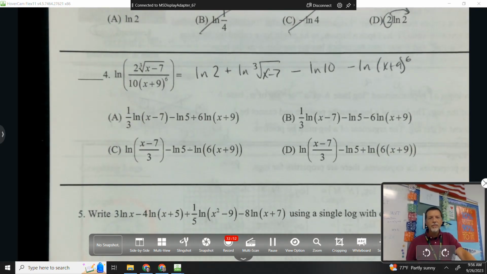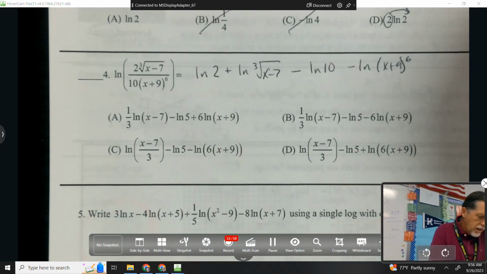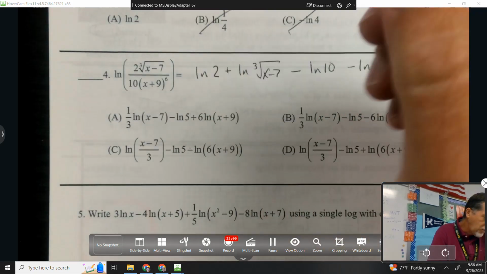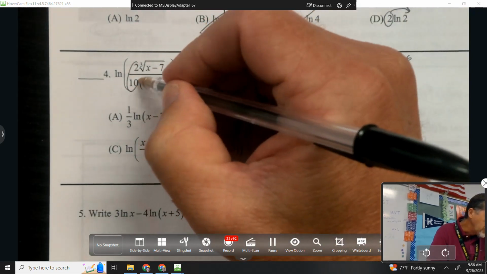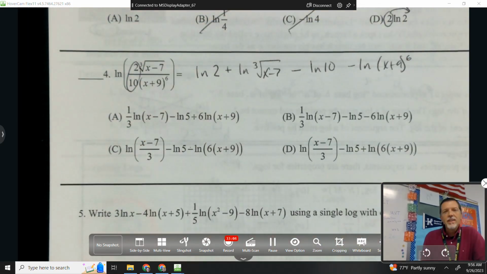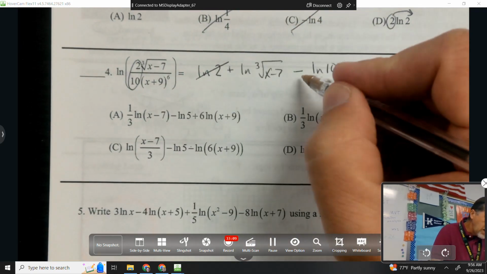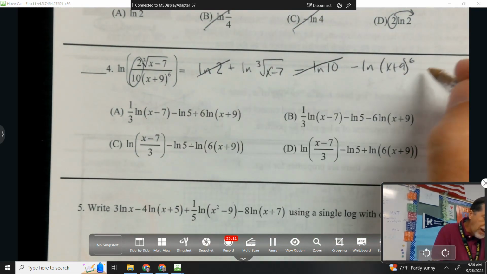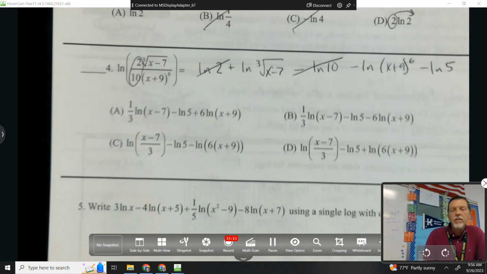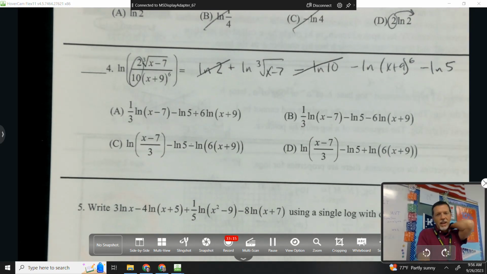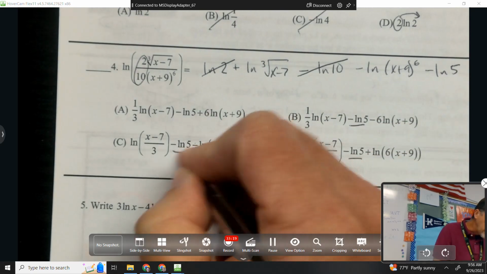Not one of my answer choices. Oh, I see natural log 5. That suggests that maybe I should have reduced the 2 and the 10 first. So that would be a 5 in the bottom, so negative natural log 5. Now that's on all of them, so that didn't help anything.